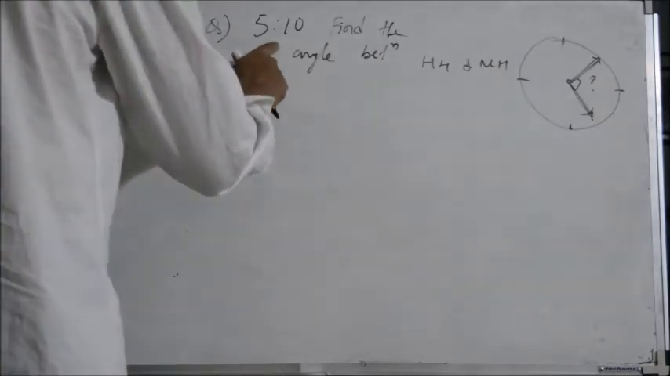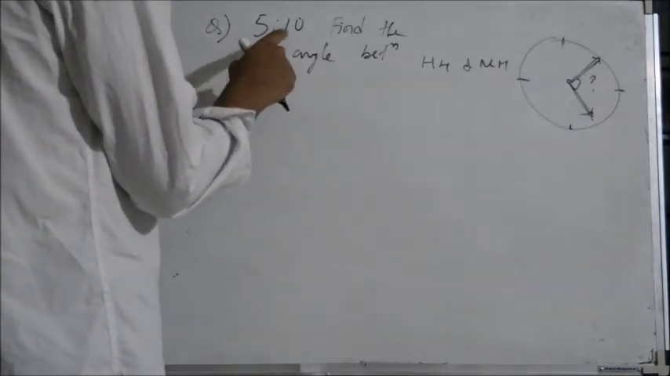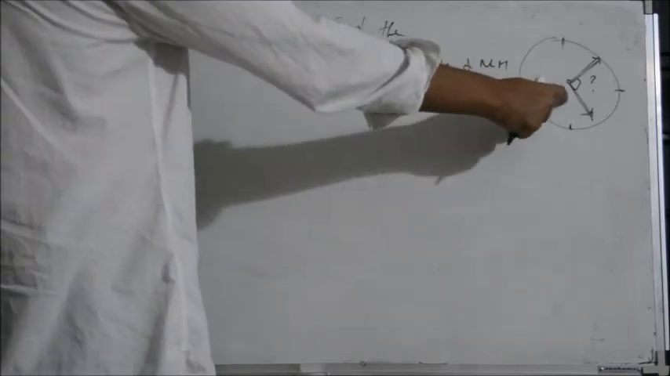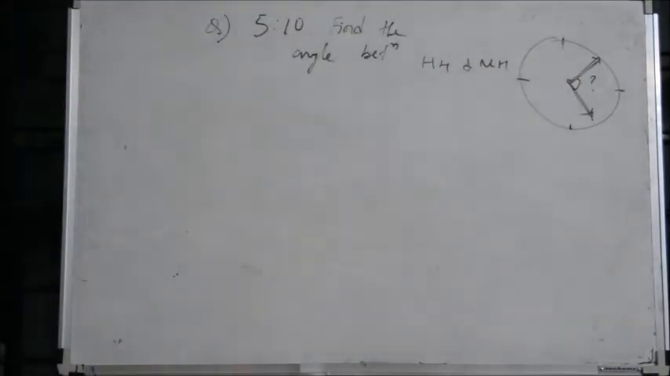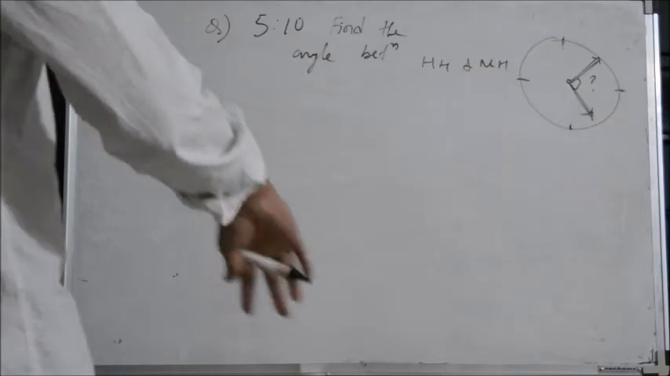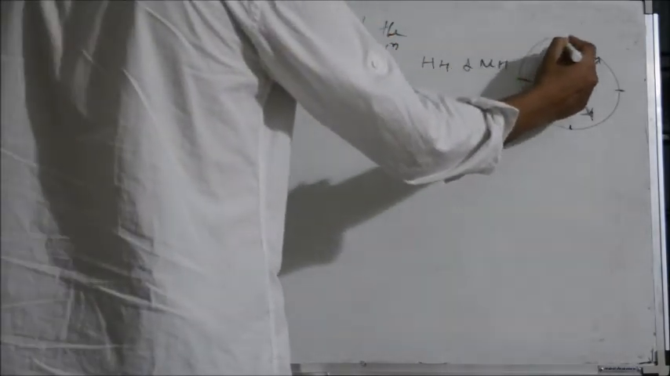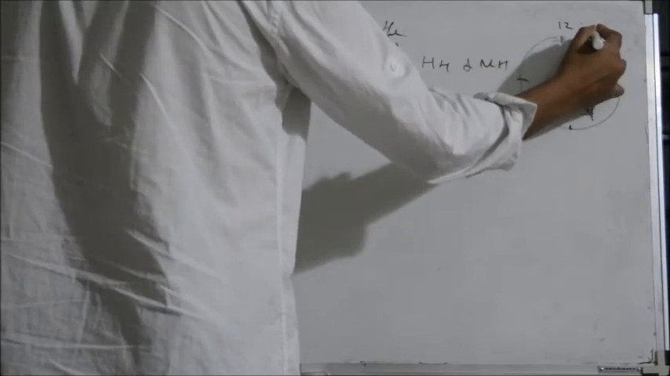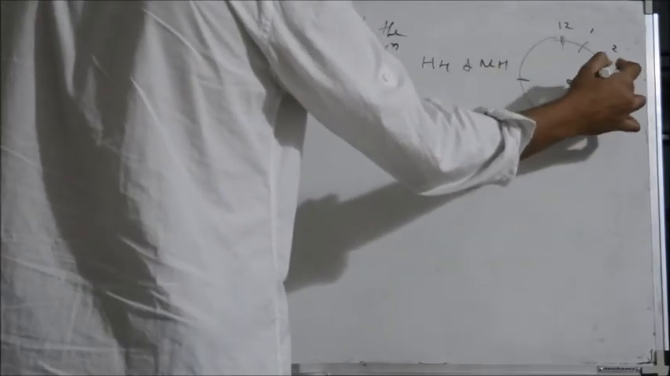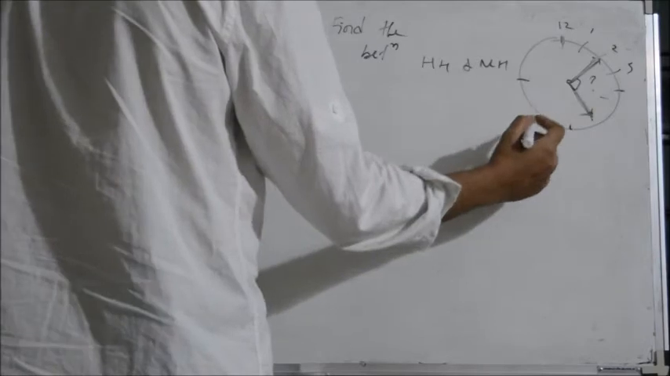At 5 past 10, or 10 minutes past 5 o'clock, what is the angle between the hour hand and the minute hand? How will we find it out? In general, we know that from 12 o'clock to 1 o'clock it is 30 degrees, 2 o'clock 30 degrees, 3 o'clock 30 degrees, like this.